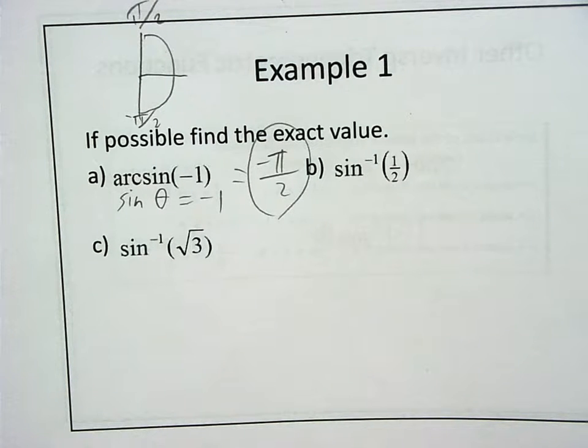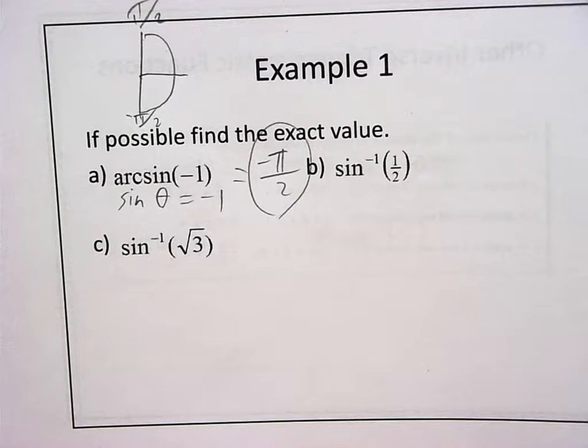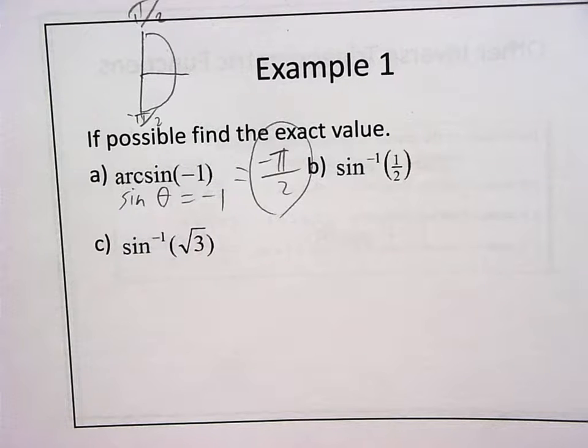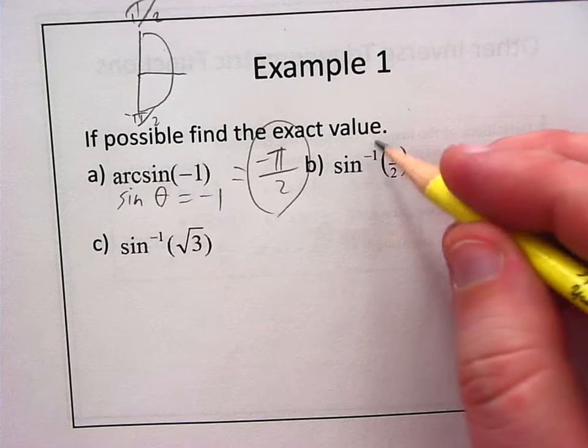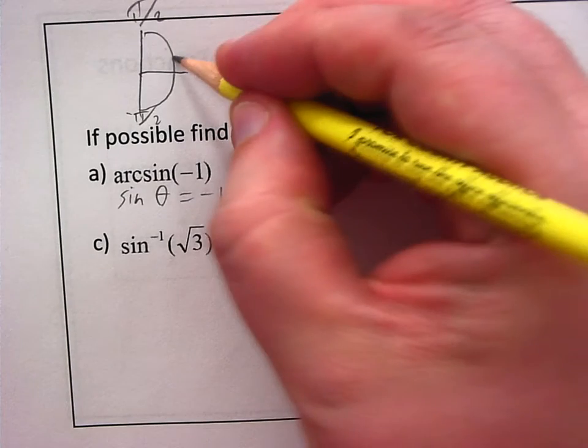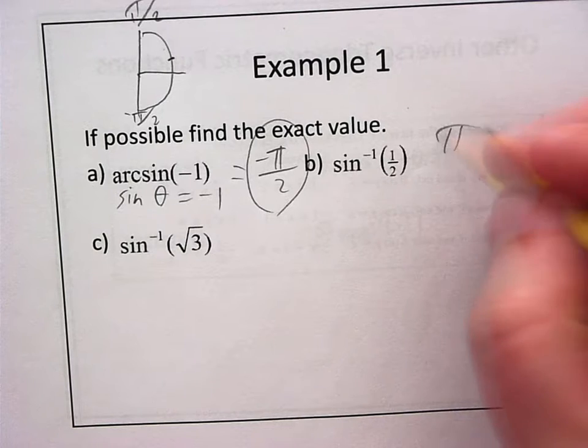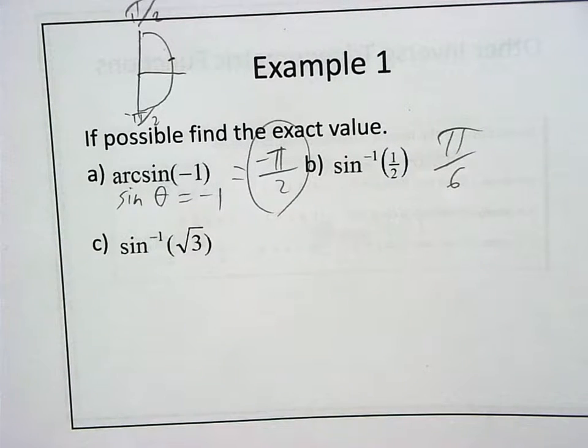What about inverse sine of 1/2? Where will that be? Do a lot of unit circle stuff right here. Pi over 6. Is this going to occur at square root of 3 over 2 and 1/2 when sine is 1/2? Well, that's right here, pi over 6. What about inverse sine of square root of 3? Anybody? That's a harder one.